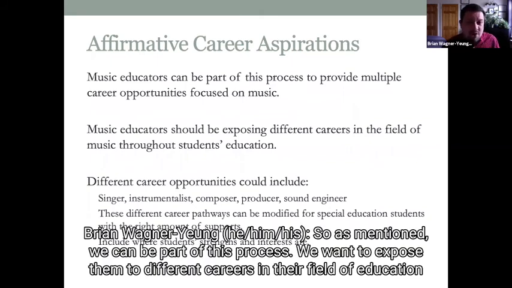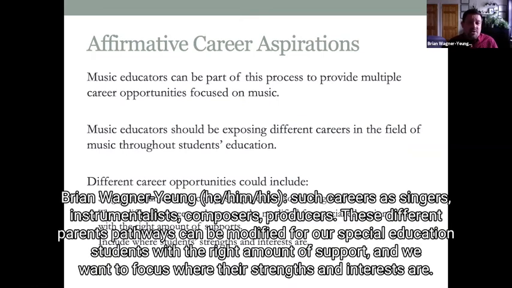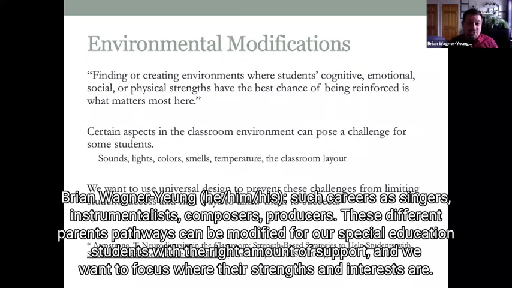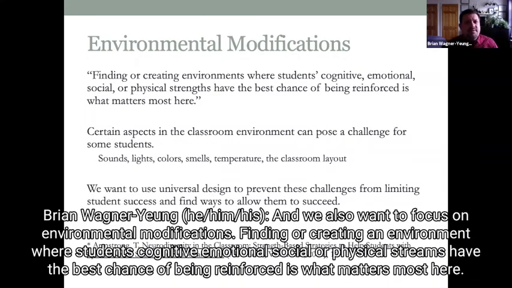So as mentioned, we can be part of this process. We want to expose them to different careers in the field of music, such as singers, instrumentalists, composers, producers. These different pathways can be modified for our special education students with the right amount of supports, and we want to focus on where their strengths and interests are. And we also want to focus on environmental modifications. Finding or creating an environment where students' cognitive, emotional, social, or physical strengths have the best chance of being reinforced is what matters most here.